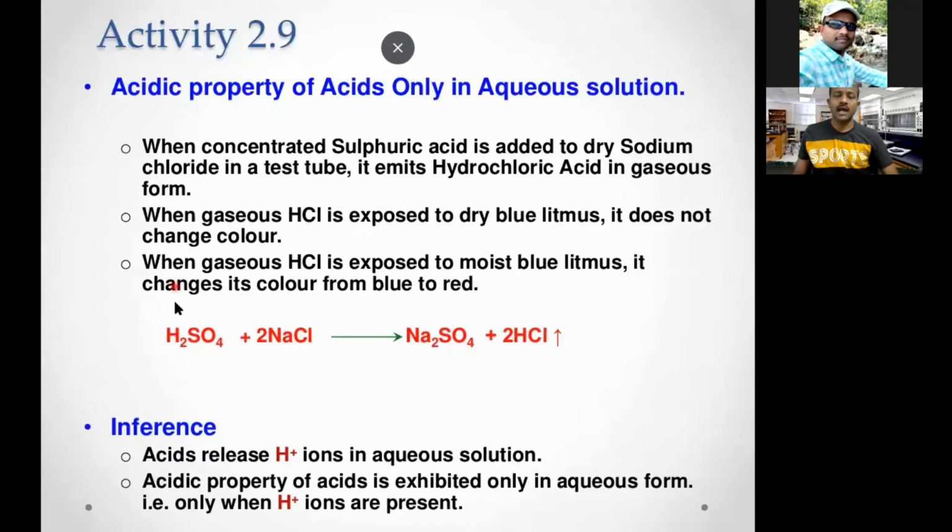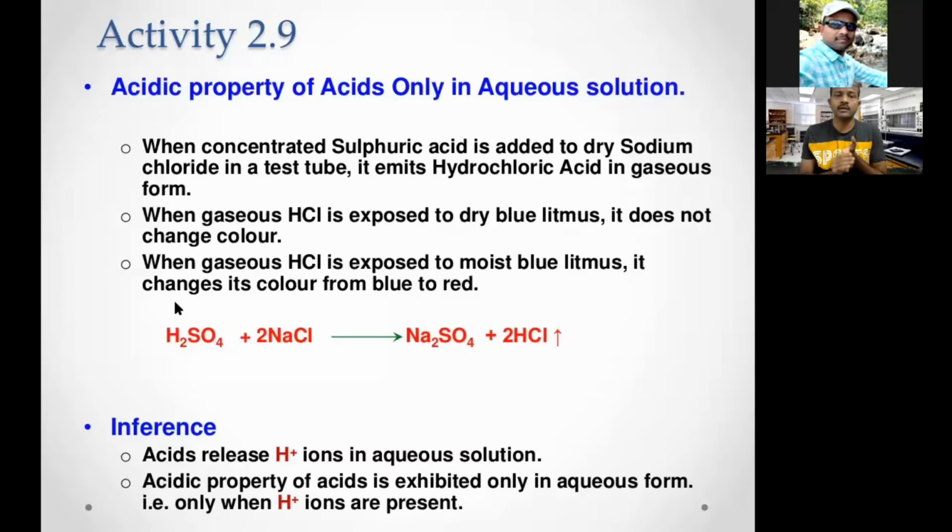Now here we have Activity 2.9. In that activity, what are we doing? Acidic property of acids only in aqueous solution. So you are taking some concentrated sulfuric acid. To this you are adding dry sodium chloride in the test tube. So it emits hydrochloric acid in the gaseous form.